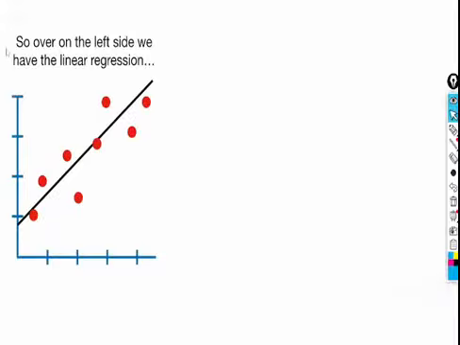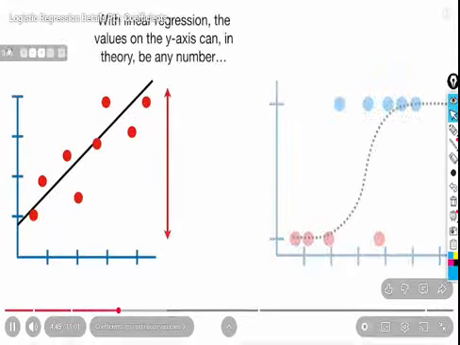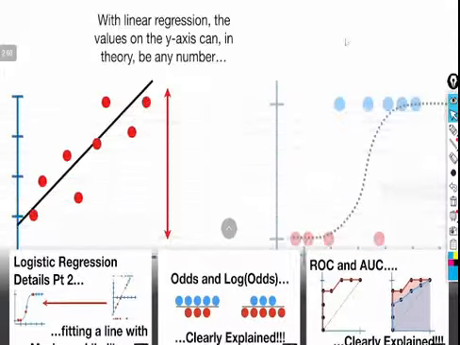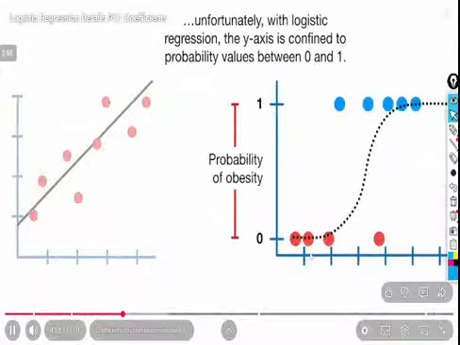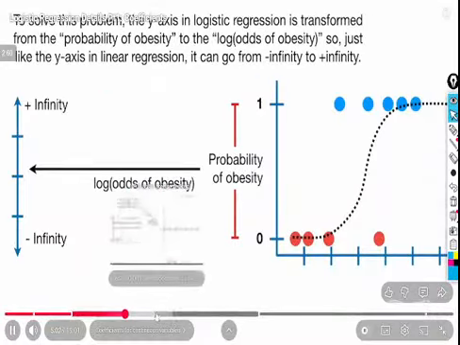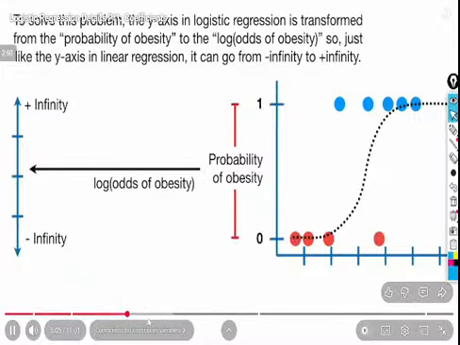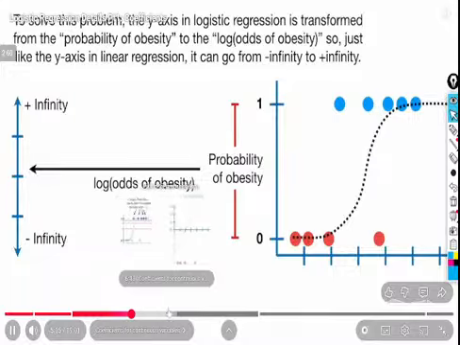So, over on the left side, we have linear regression, and on the right side, we have logistic regression. With linear regression, the values on the y-axis can, in theory, be any number. Unfortunately, with logistic regression, the y-axis is confined to probability values between 0 and 1. To solve this problem, the y-axis in logistic regression is transformed from the probability of obesity to the log odds of obesity. So, just like the y-axis in linear regression, it can go from negative infinity to positive infinity.